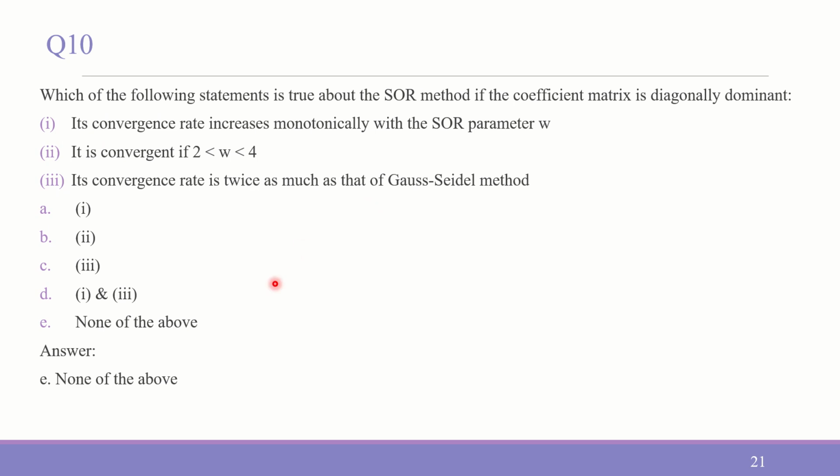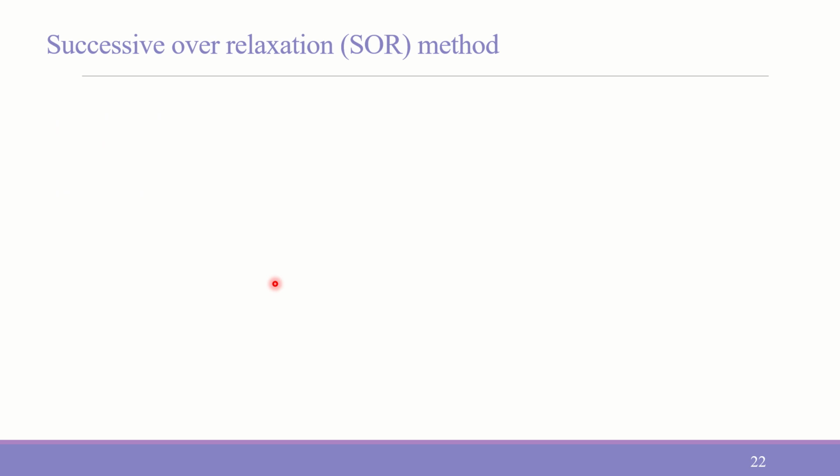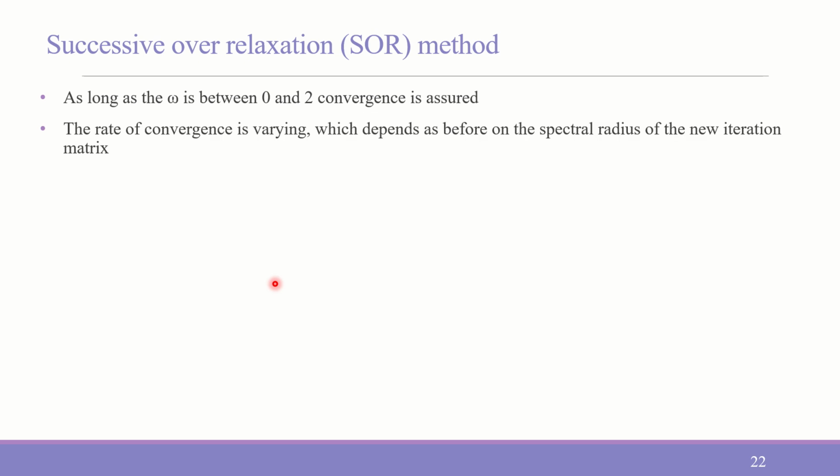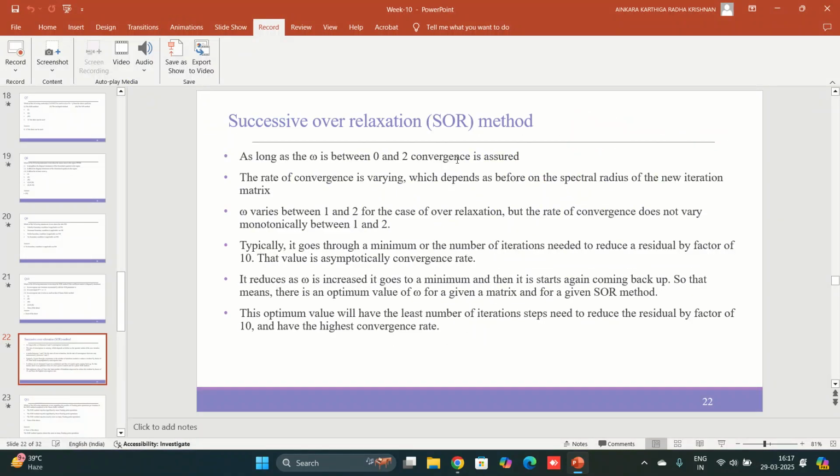None of the above. So how will we see? Successive over relaxation, SOR method: as long as omega is between 0 and 2, convergence is assured. As I mentioned now, if it is less than 2, we will get the assurance for convergence. And the rate of convergence is varying, which depends as before on the spectral radius of the new iteration matrix. So these are all the concepts you have seen in the theory.